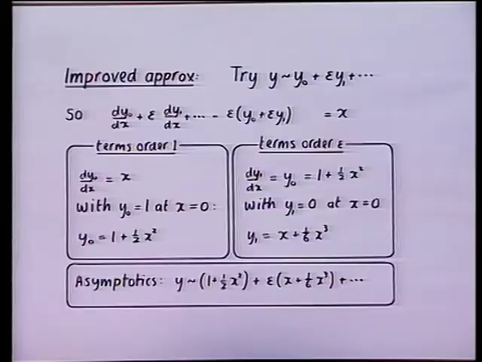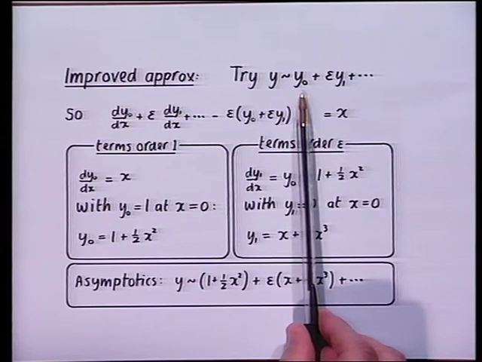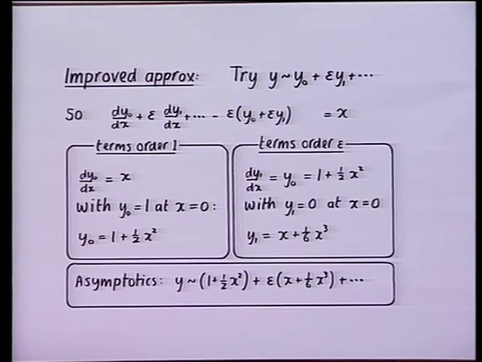To get an improved approximation, let's just suppose for the moment that the approximation takes the form y naught plus epsilon times y1, and so on. Substitution into the original differential equation gives us this. The dots here mean that I'm suppressing terms of order epsilon squared and epsilon cubed and so on. If you look at the terms of order 1, that is just this term and this term, which don't carry an epsilon, here's the problem for y naught.